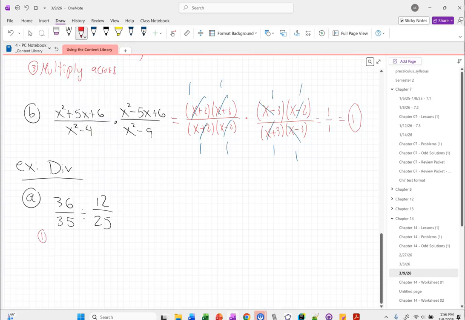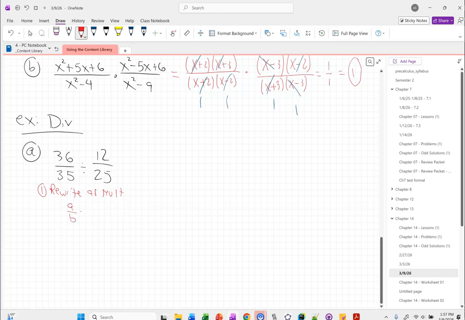So the procedure: rewrite this as a multiplication problem. I.e., if I have A over B divided by C over D, that's A over B times the reciprocal, D over C. And then it's going to be the same as the multiplication problem we did before. So I rewrite it as a multiplication problem, and then it's the same thing we just did. So prime factorization, reduce top and bottom, multiply across. So far, so good? Okay.